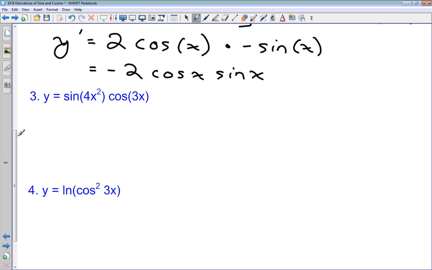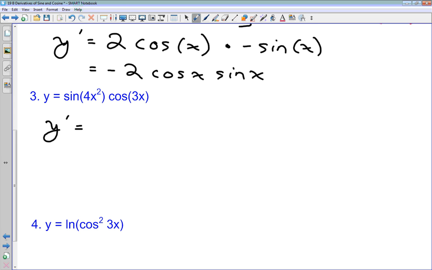All right, slightly trickier here. y equals sine of 4x squared times cosine of 3x. What derivative rule are we going to have to use here, in addition to our sine and cosine derivative rules? Emily? Product rule, and both of our trig functions are also composite functions, so we're also going to be using the chain rule in here.